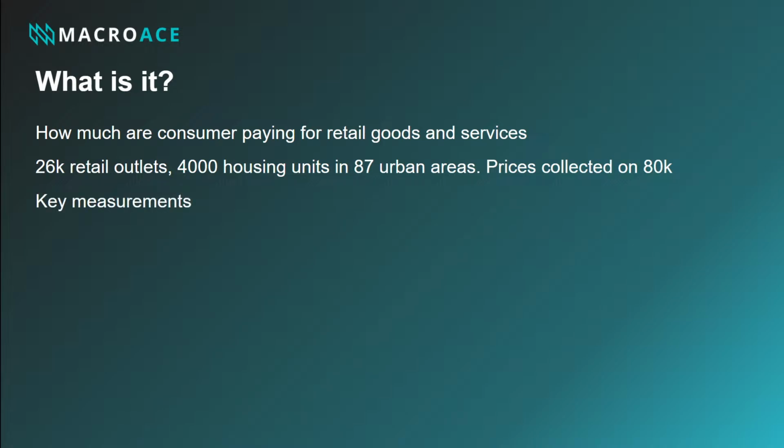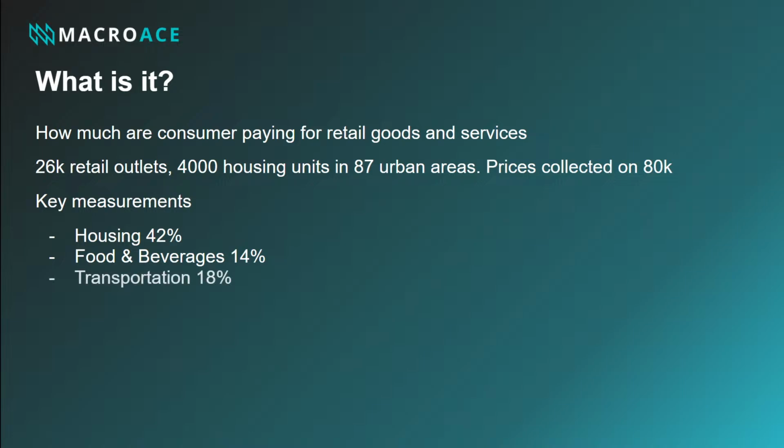So the key measurements then, how it's broken down, what are the different weightings? You have housing, which represents about 42%, food and beverages about 14%, transportation about 18%, and medical care about 8.5%. And then, of course, you have the core CPI data, which excludes food and energy, usually seen as a more reliable gauge of what inflation is like within the US and also other nations too.